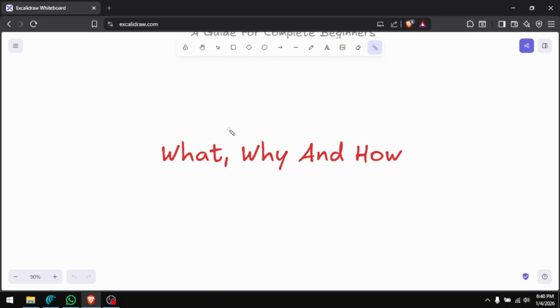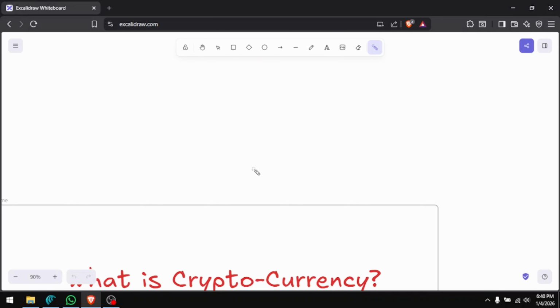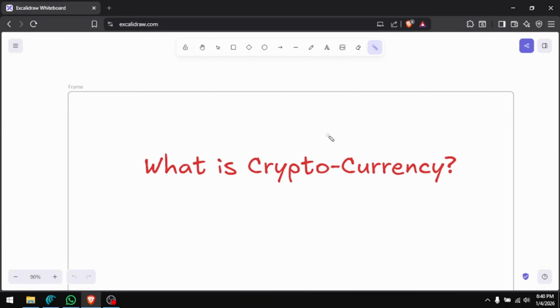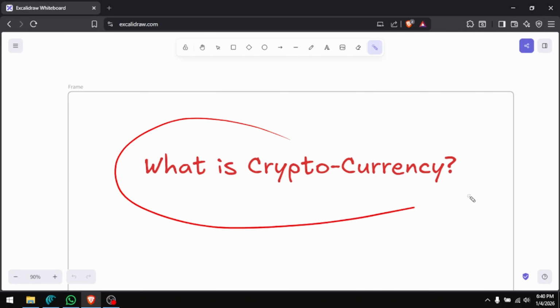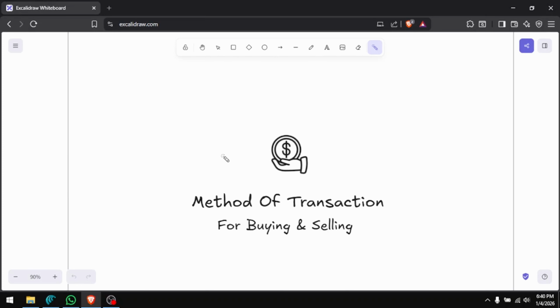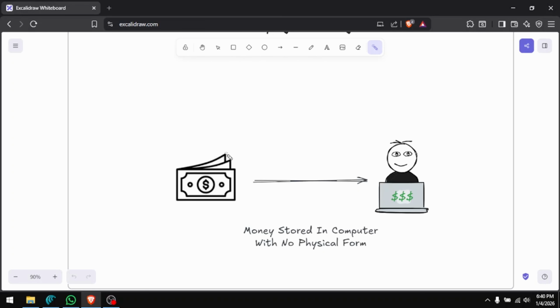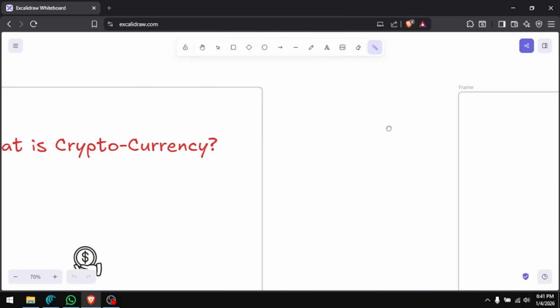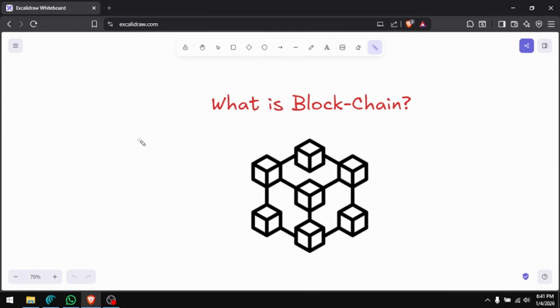In order to understand on-chain analysis, you must understand what cryptocurrency is and why it was made. Cryptocurrency, in simple words, is a method of transaction. It is a method of buying and selling things. It is basically money that is stored in the computer and does not have any physical form. It is digital money that you can use to buy and sell things. Nothing complicated, simple.